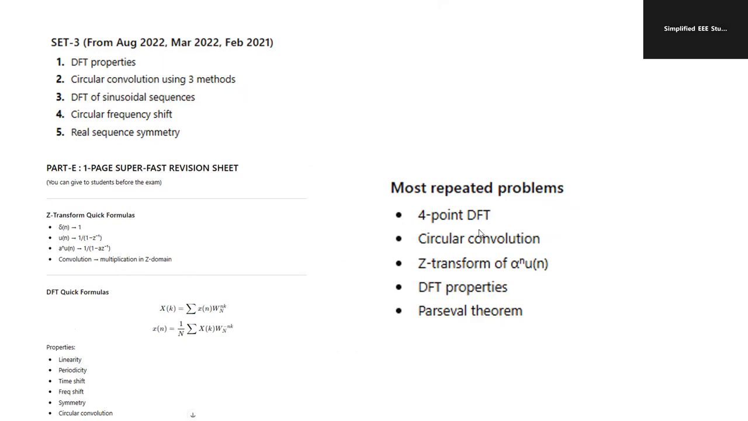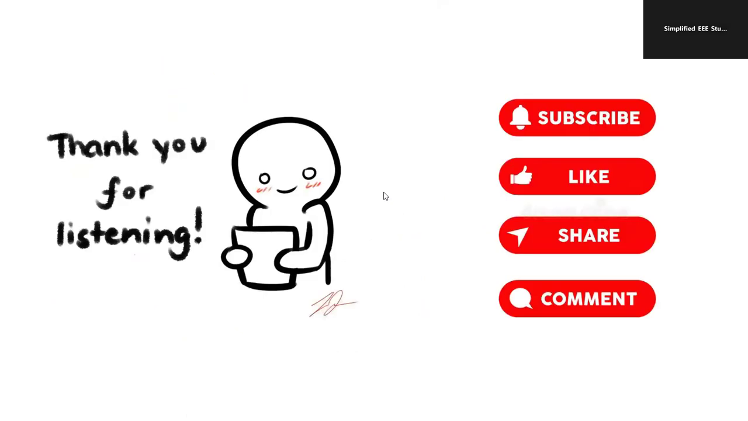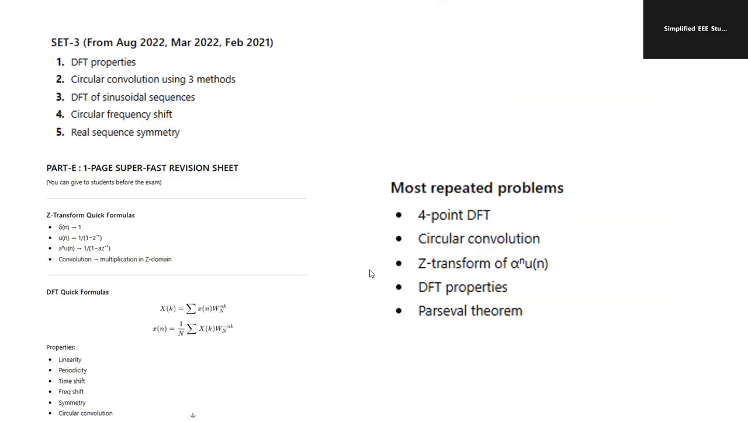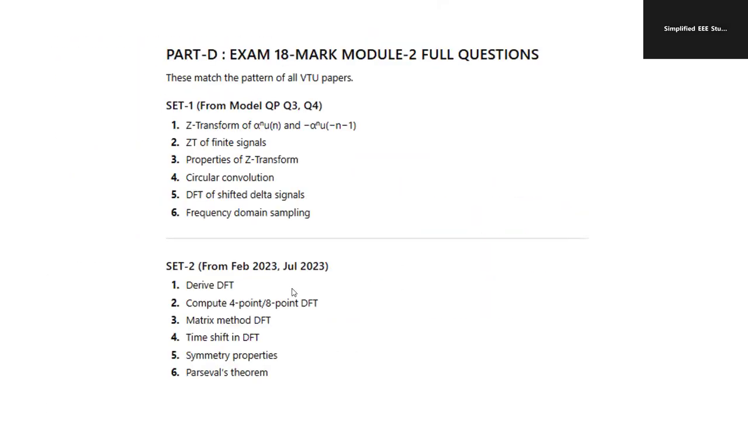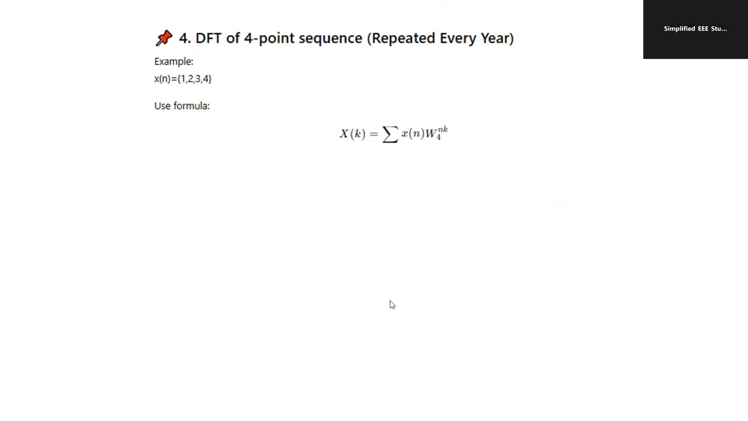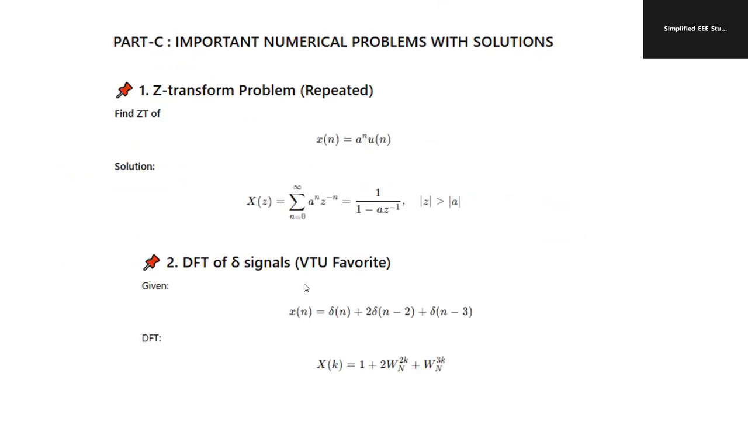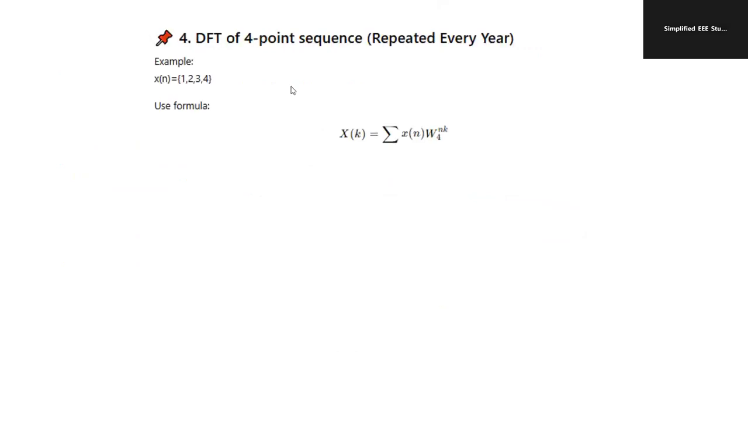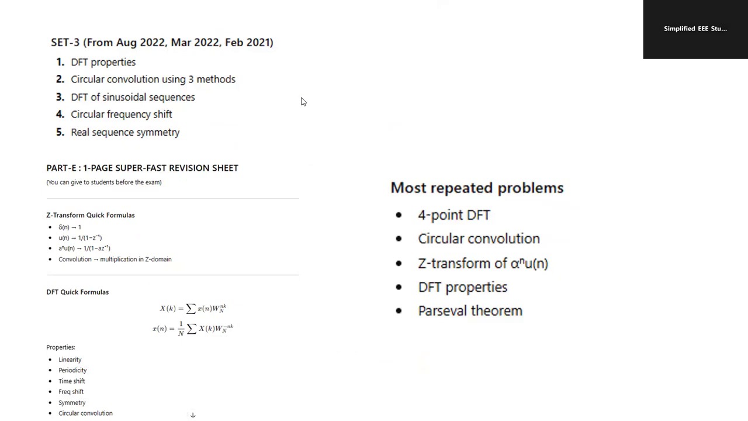Most repeated problems are 4-point DFT, circular convolution, Z transform of alpha raised to n u of n, then DFT properties, then Parseval's theorem. It is optional, but I have seen it in many question papers. So this is the content of today's presentation. Here you will come to know what the important topics to be covered are. If you cover these important topics, surely you can clear the examination without any issue. Even mathematics and all, you have to practice well, and keen observation is required. These are the important questions from module 2. We have prepared a few more that we are going to present in the coming days.